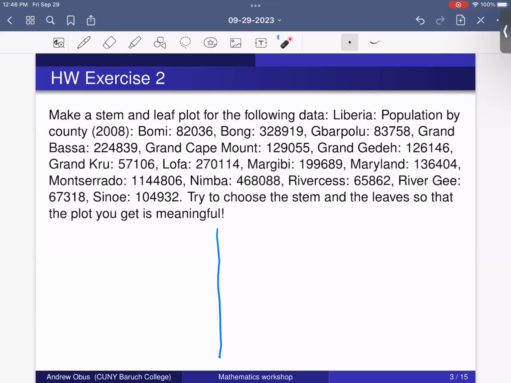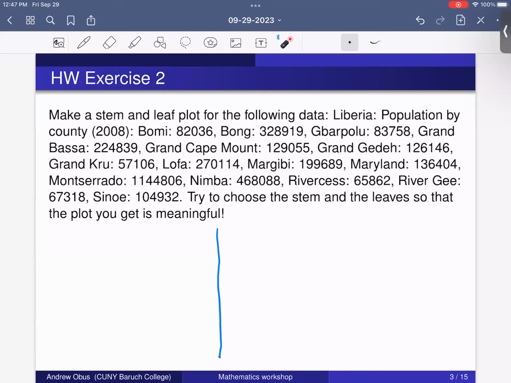But now remember, we can't just take the first 2 digits, because all of these data have different numbers of digits, right? Some counties have 5-digit numbers for their population. Some counties have 6-digit numbers. And one county, Montserrado, has 7 digits. So if we take the first 2 digits of each of them, then we're not being consistent with place value. The first 2 digits of Bomi represent 82,000, whereas the first 2 digits of Montserrado represent 1,100,000.